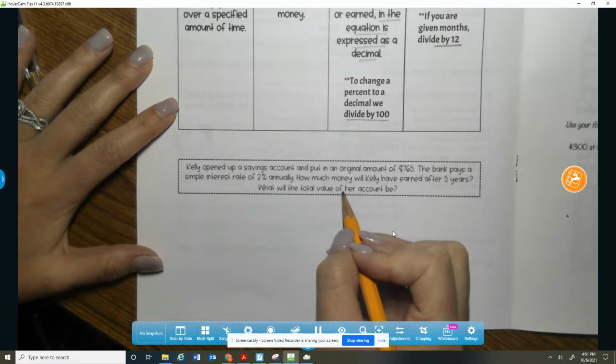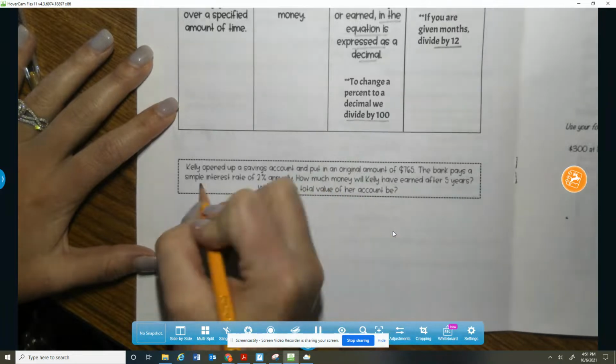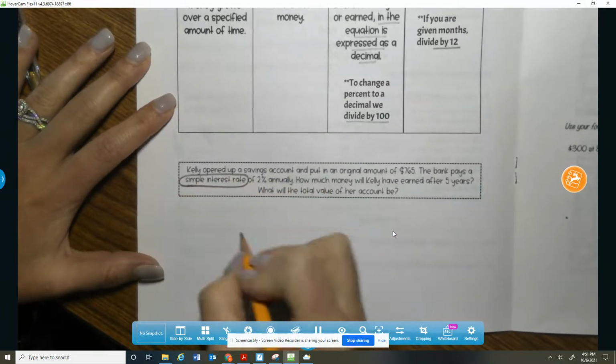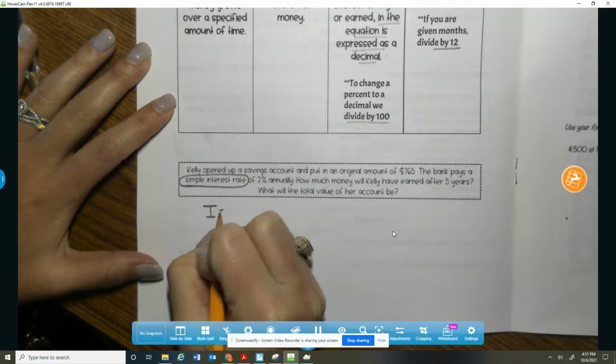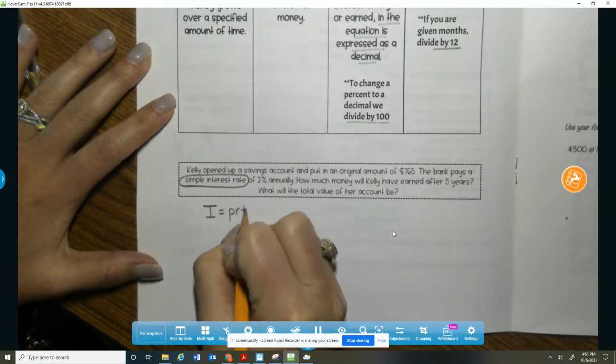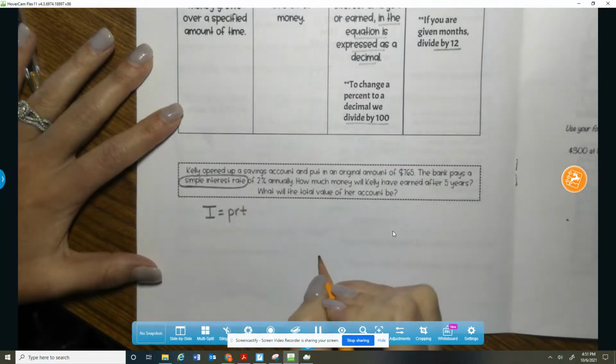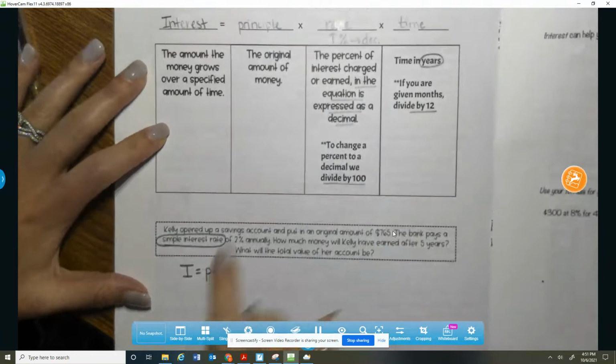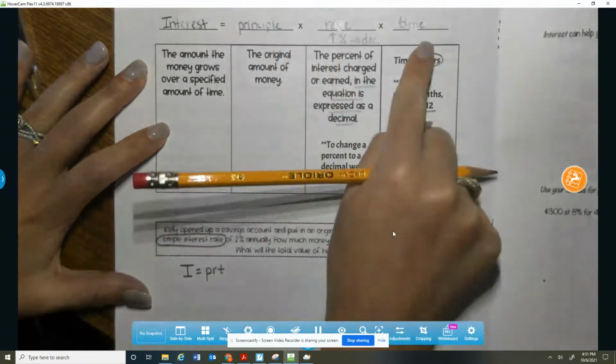Now, my keywords here would be interest rate, simple interest rate. So that tells me that this is a simple interest problem, so I will be using our I equals PRT formula. First thing you should do is go into your problem and label what your principal, rate, and time represent.